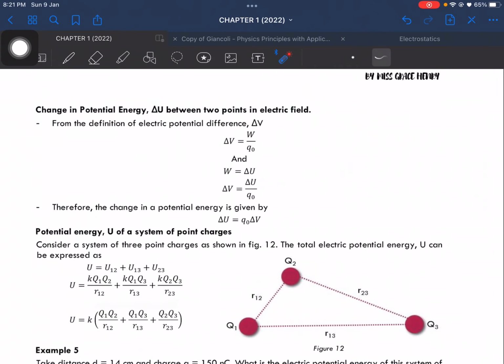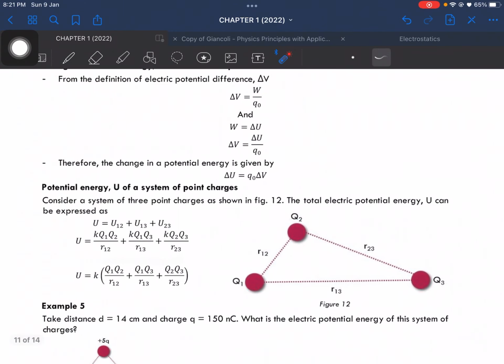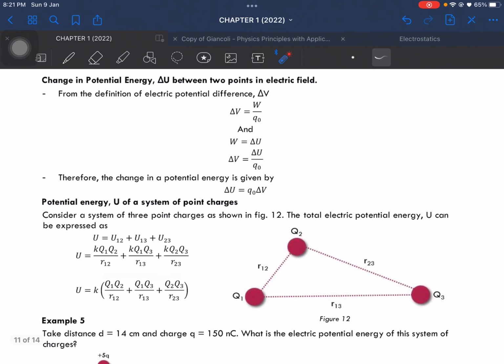For change in potential energy between 2 points in an electric field, the definition of electric potential difference is equal to this one, and we know that work is also equal to the change in potential energy. Okay, so we then get the change in potential energy equation to be this one here.